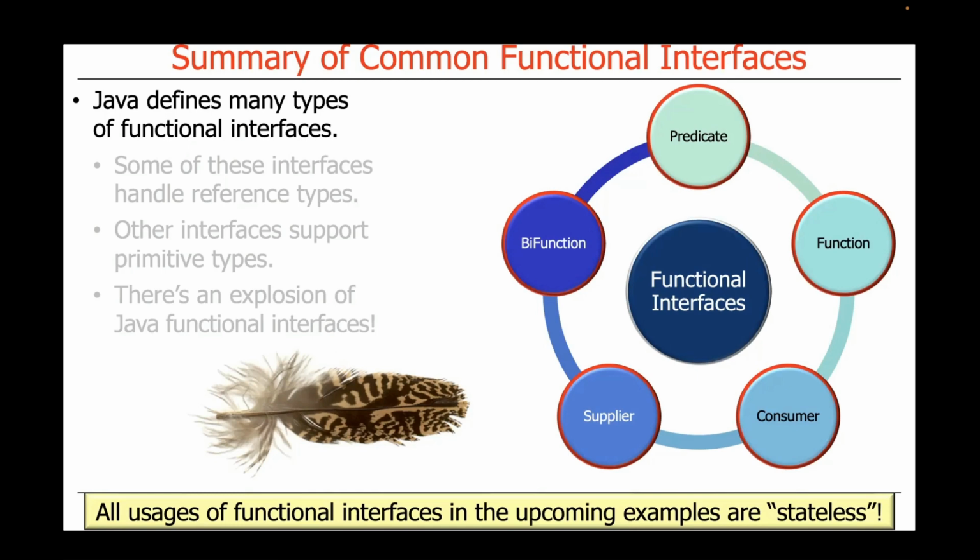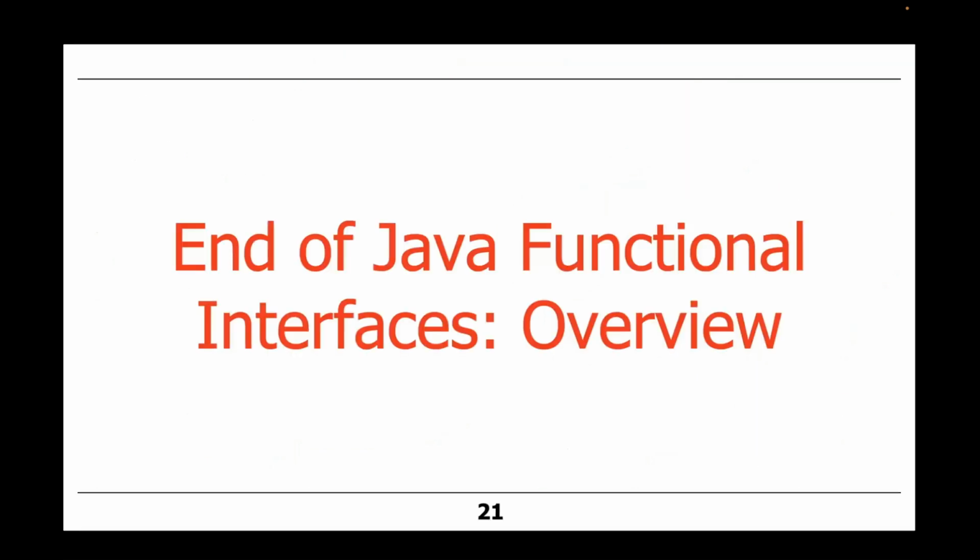And if you play your cards right and you stick with stateless interfaces or stateless instances of interfaces, then switching from a sequential program to a parallel program is often just as simple as changing one method call from .stream to .parallelStream, although that gets us a bit ahead of ourselves here. So that's the end of the overview of Java functional interfaces.